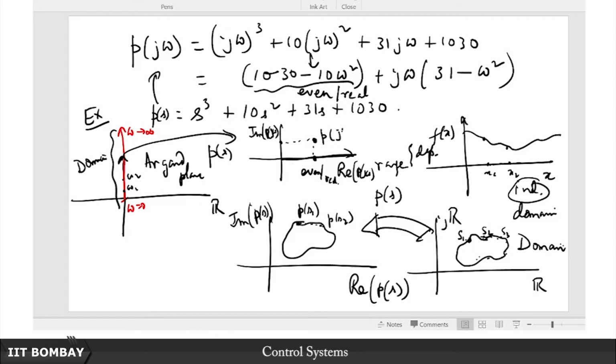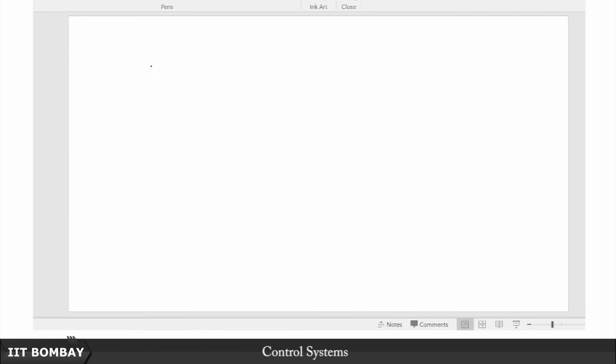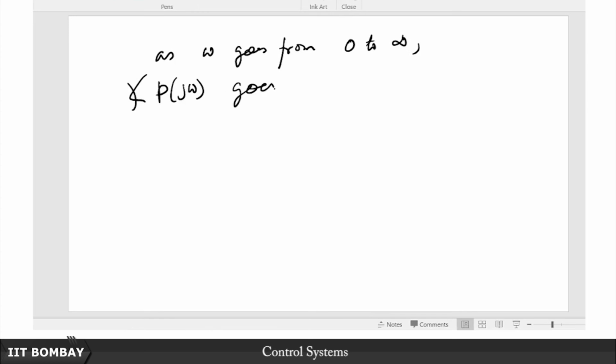So this is, suppose, my P(j omega k), where this is some omega k here. So what I am saying is, look, what have I found? I have found that as omega goes from 0 to infinity, P(j omega) goes monotonically, this is important, monotonically from 0 to n pi by 2. So if P(j omega) goes monotonically from 0 to n pi by 2, then what can I say?